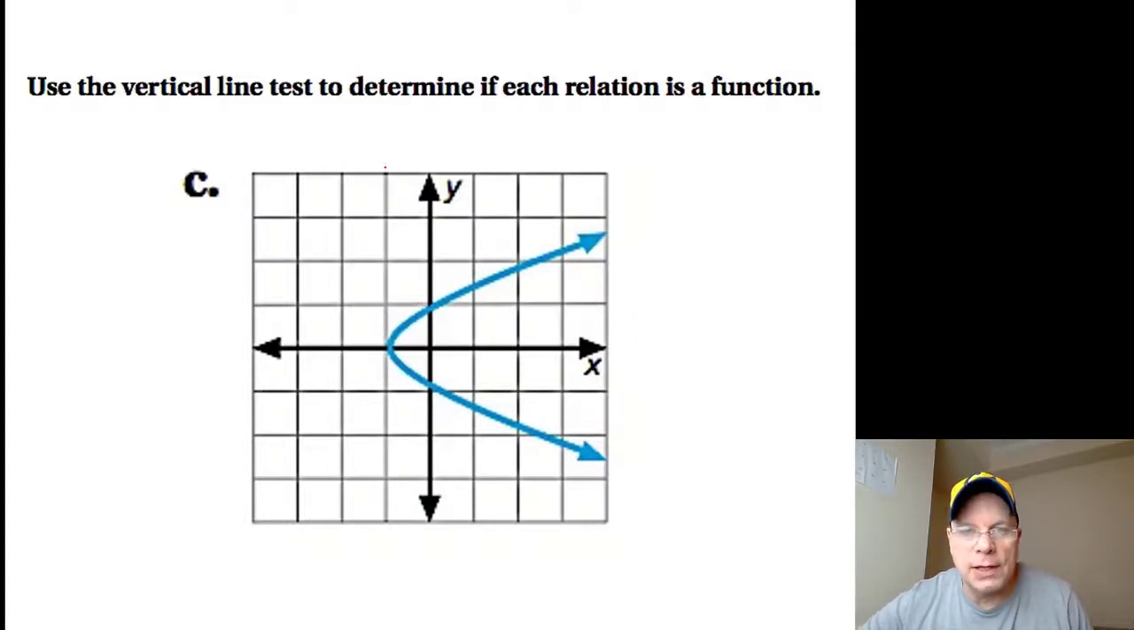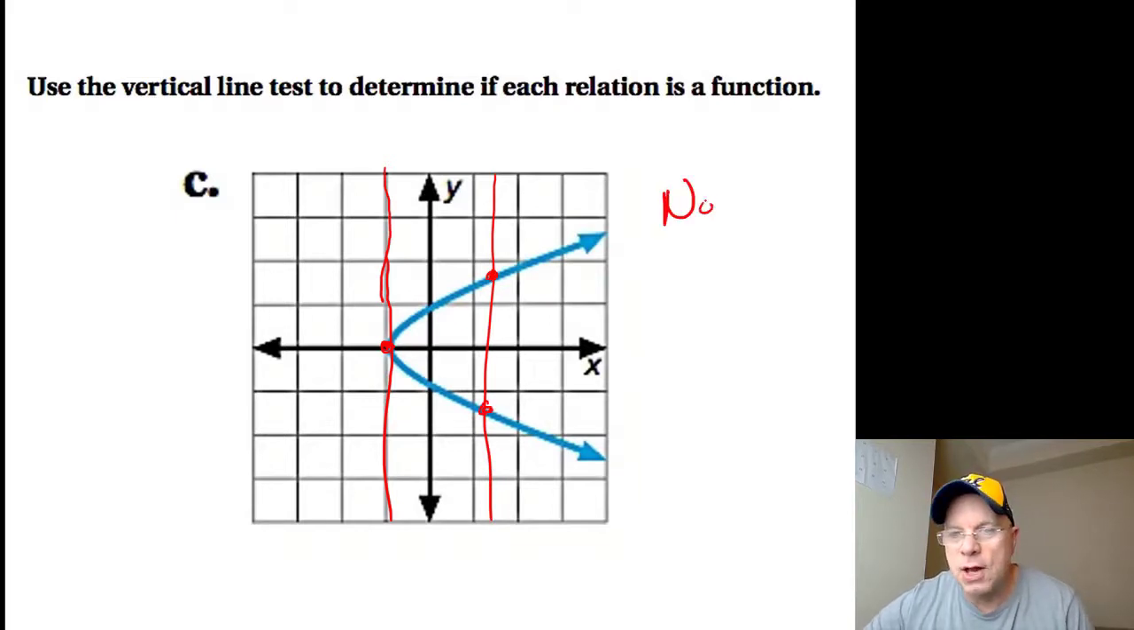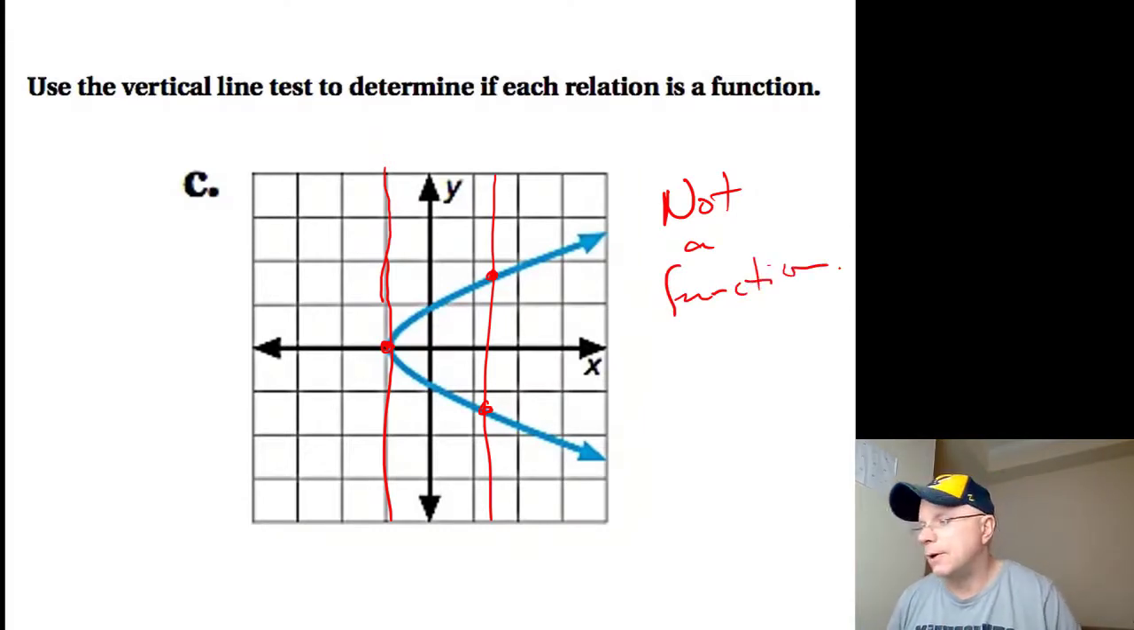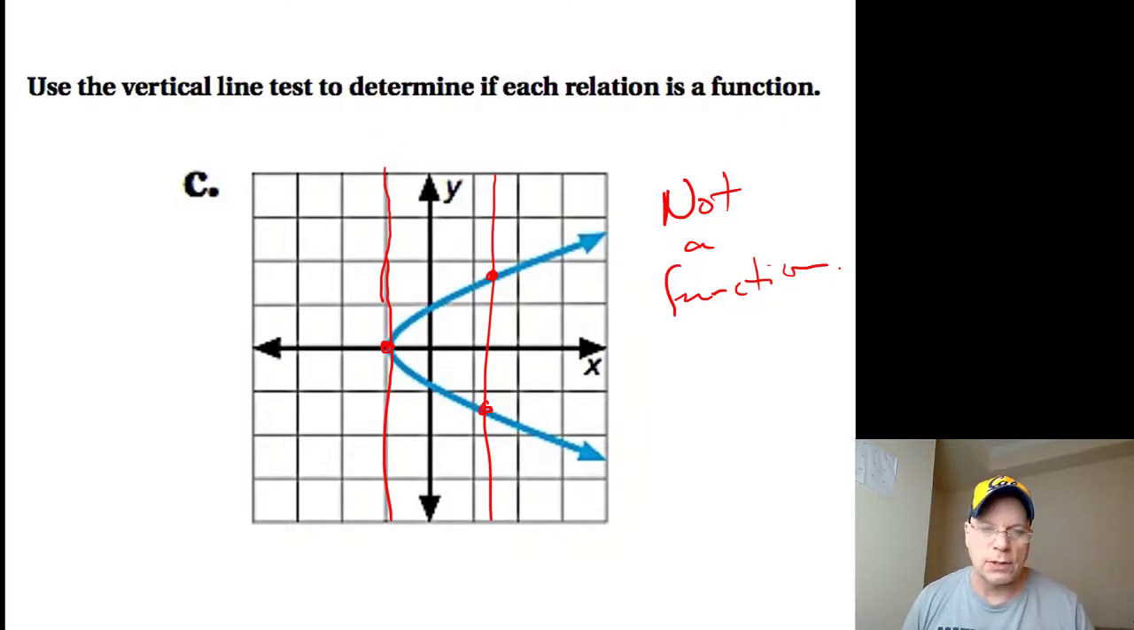I can't draw a straight line on this writing tablet, but I think you see where I'm trying to draw it. If I draw a vertical line right there, I'm only intersecting 1 point. But anywhere else I draw a vertical line, I'm intersecting 2 points. So this is not a function. You have a few problems on tonight's, or I should say tomorrow's, learning opportunity, that have you just answer yes or no whether it is or is not a function, so you can use the vertical line test to check that.